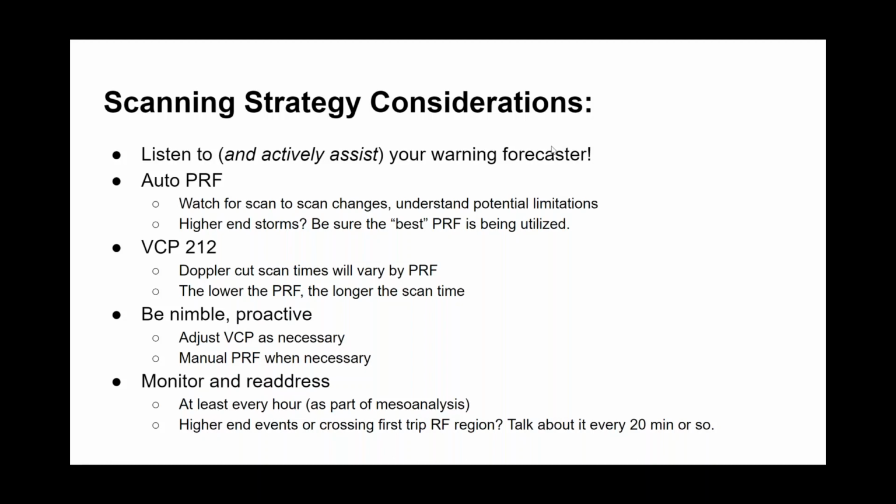Beware auto PRF. There can be bouncing around from scan to scan. Understand the limitations and be sure that the best PRF is being utilized. VCP 212, those Doppler cut scan times are going to vary quite a bit. Lower the PRF, the longer the scan time, and you want to be nimble and proactive. Adjust it. Use your manual PRF when necessary. Drive the radar like you drive a car. Make it go where you want it to go.